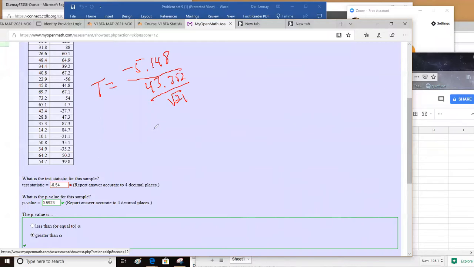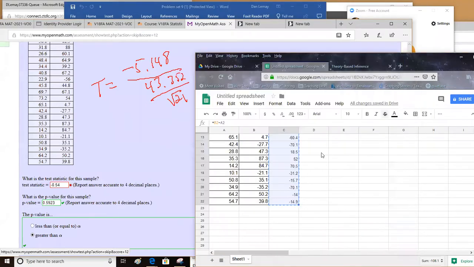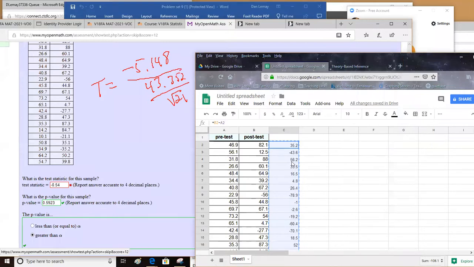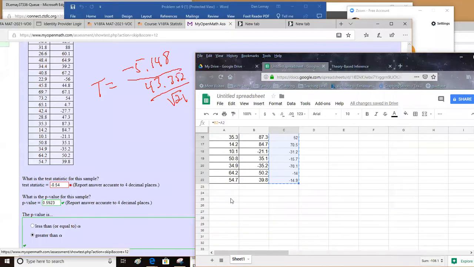Okay, so I hope that helps you learn how to do this. The trouble with using a calculator to do this is that I would have to key in all those numbers, which isn't an impossible task, but it is a lot more work. Okay, so hopefully that helps you out.